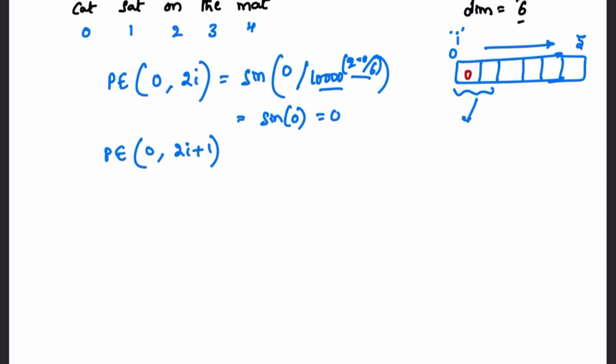Now for the next position I'm doing here, which is cosine. Cosine of the same thing, right? This computation will be the same. So that means this will be 0. Cosine of 0 is 1. That means this will be 1. This is one set.